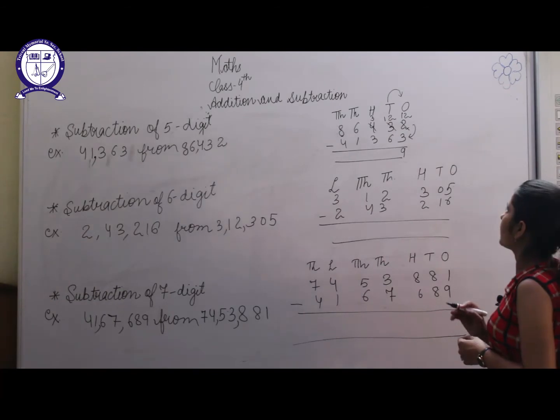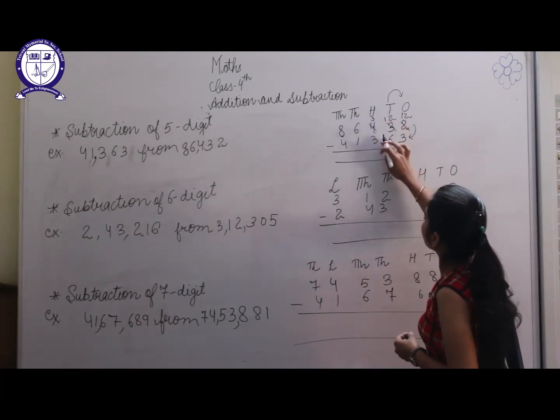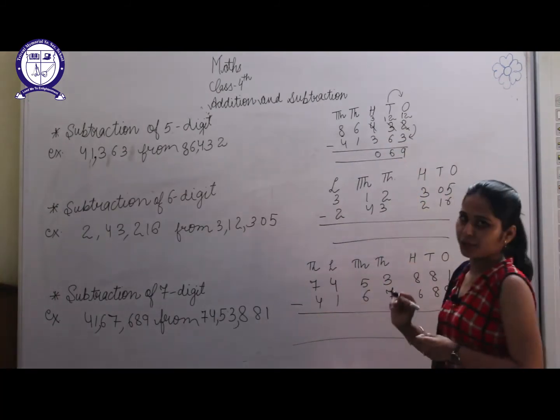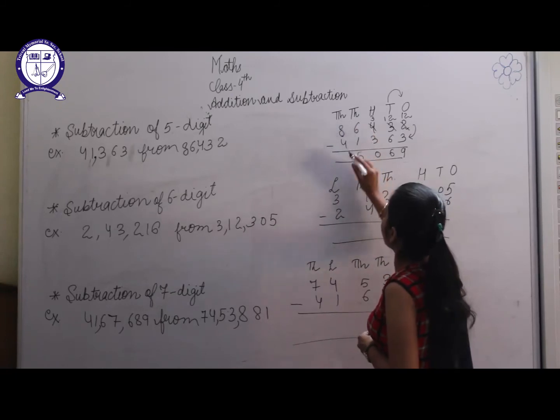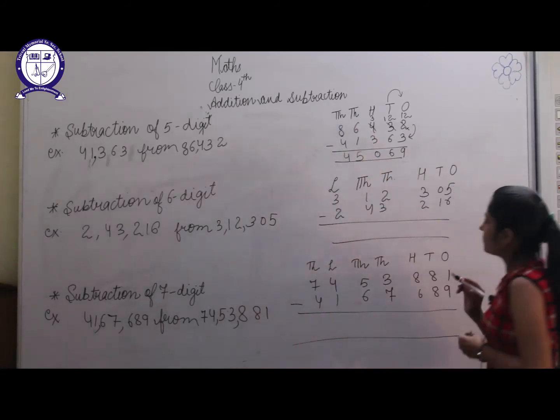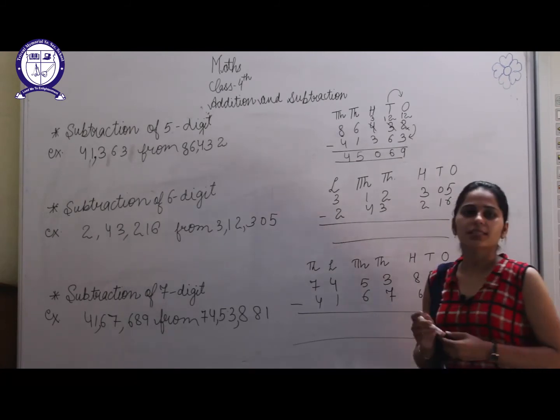So now we will subtract 6 from 12. So 12 minus 6 will give us 6, and 3 minus 3 will give us 0, students. Now 6 minus 1, 5. 8 minus 4, 4. So now our difference is 45,069.